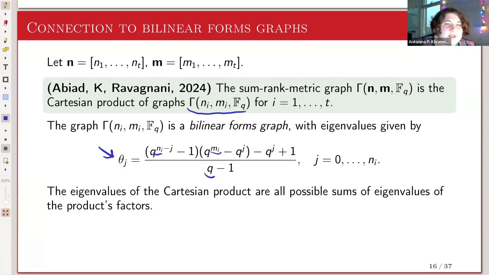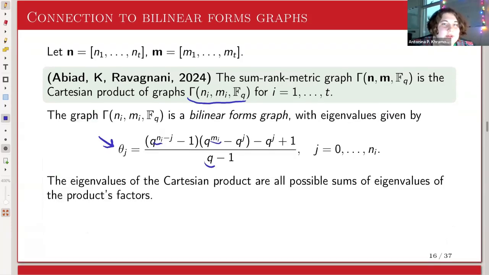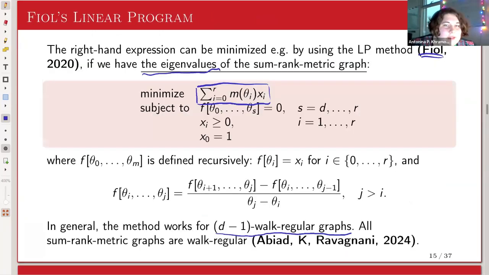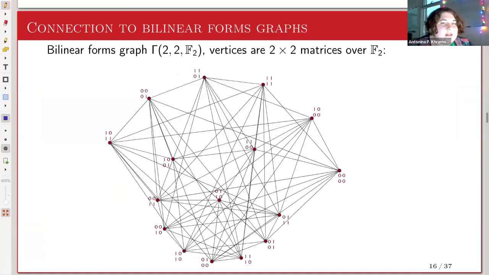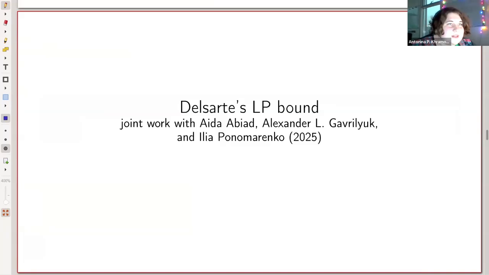So this is the formula, which only depends on the sizes of the matrices and the size of the field. Yeah, and of course, if the sum rank metric graph is a Cartesian product, we also have the eigenvalues of the sum rank metric graph by extension. So it's actually very easy to compute the eigenvalues of the sum rank metric graph, which means that we can use these eigenvalues to plug them into this LP and then compute the ratio type bound from there. So this was the first bound.